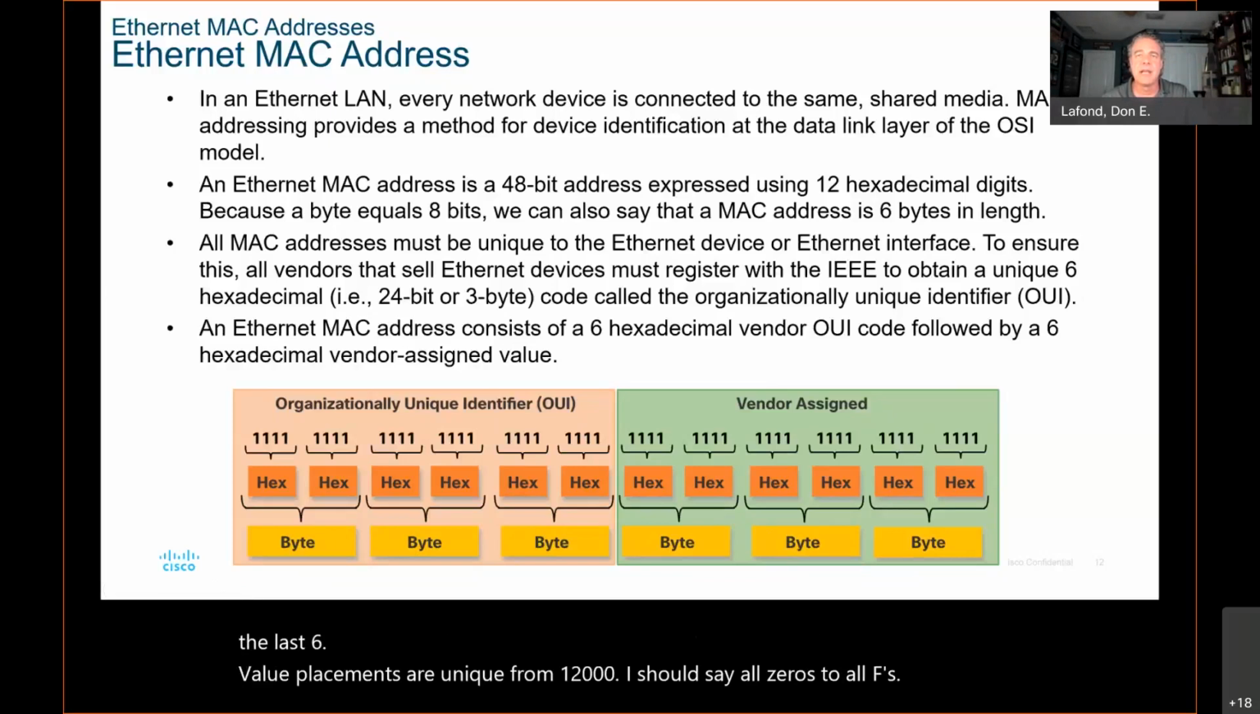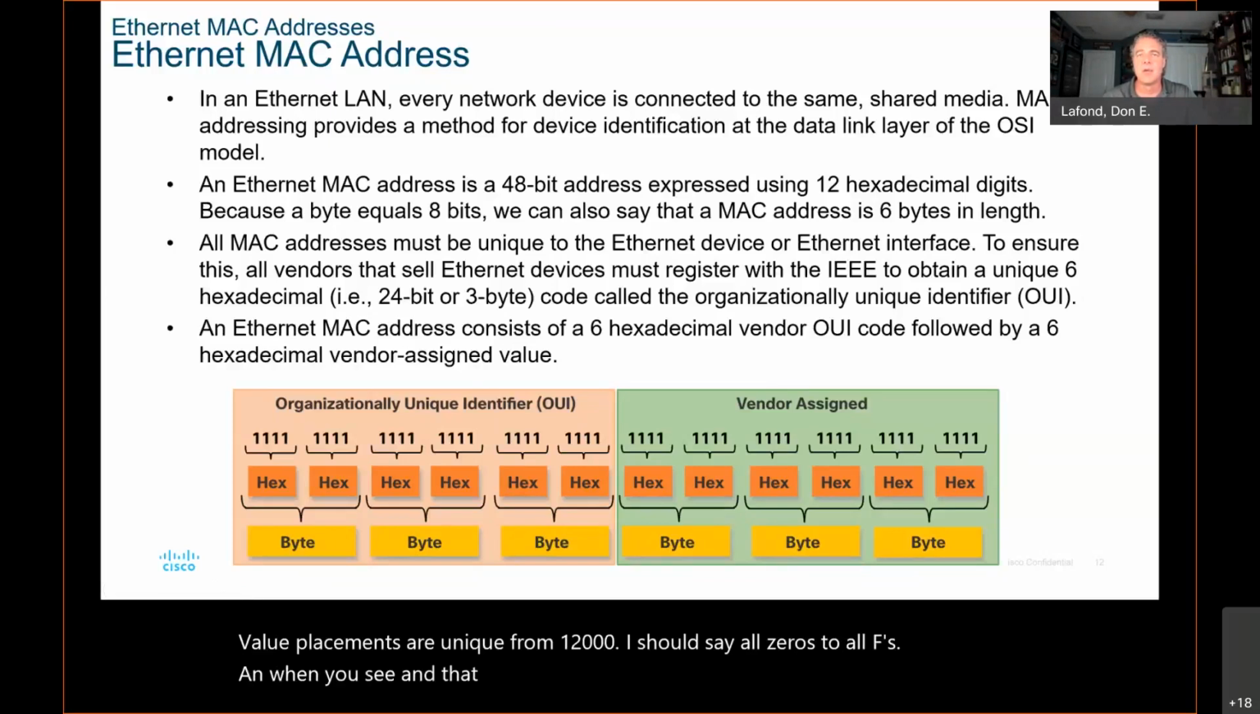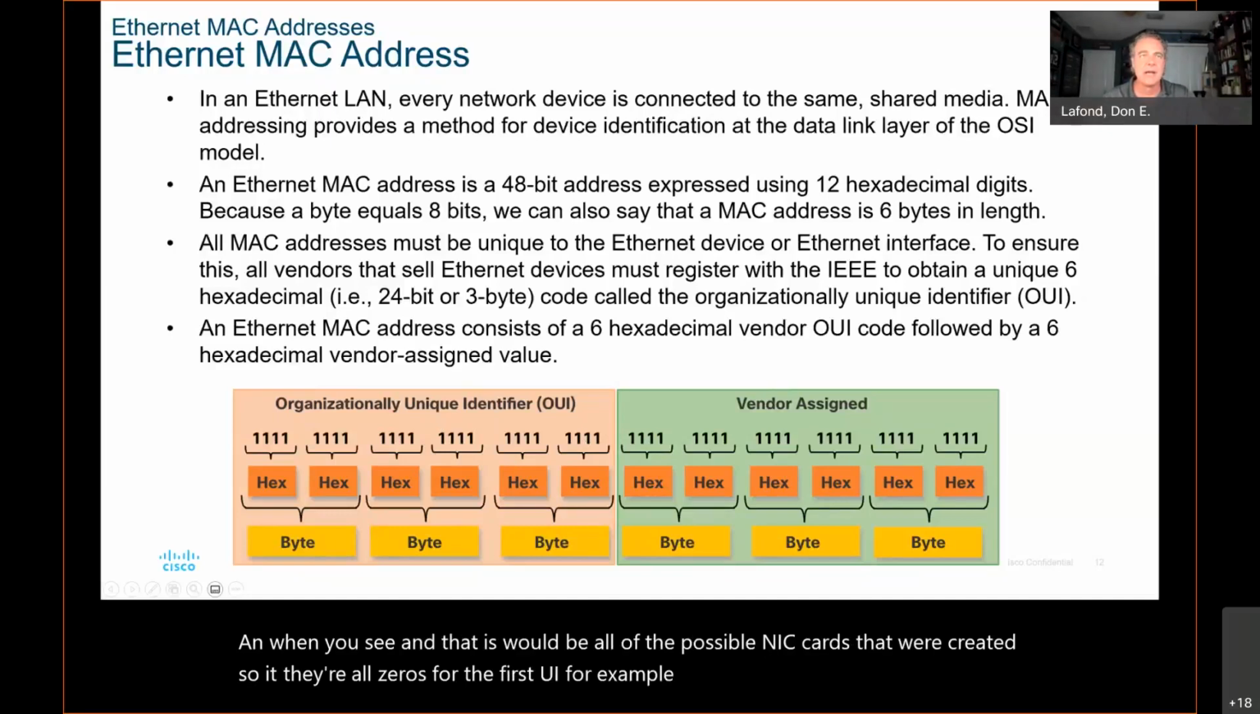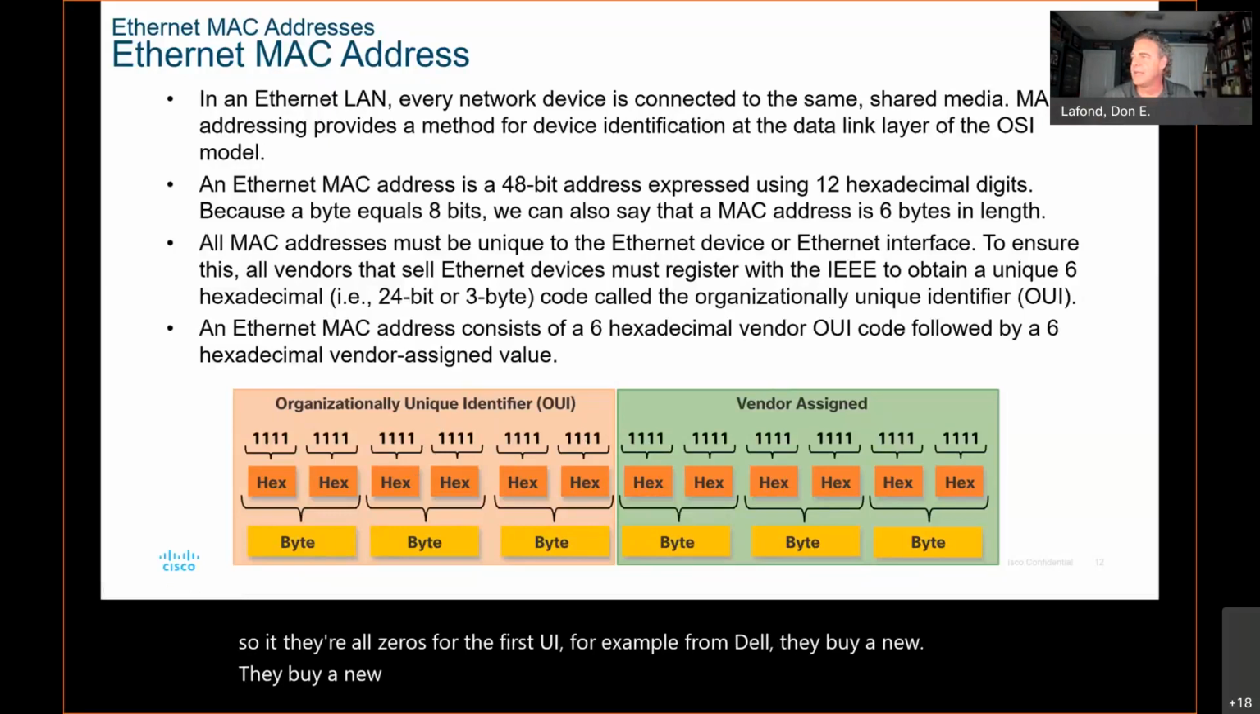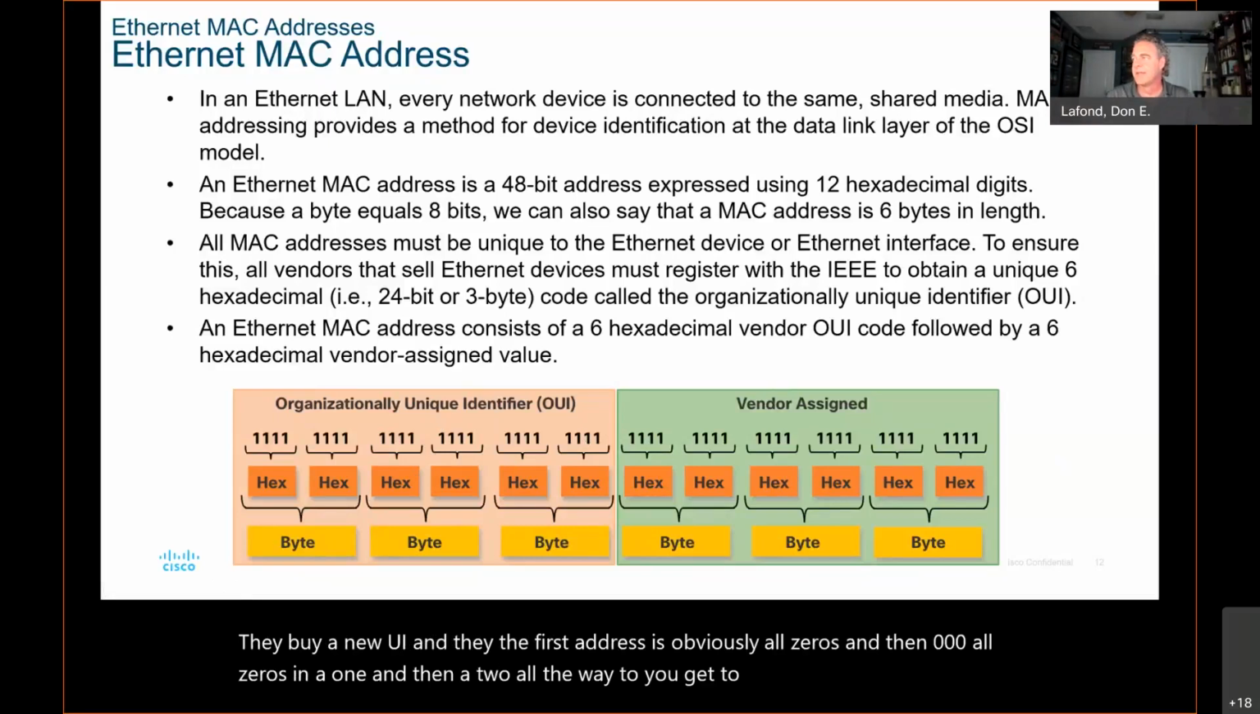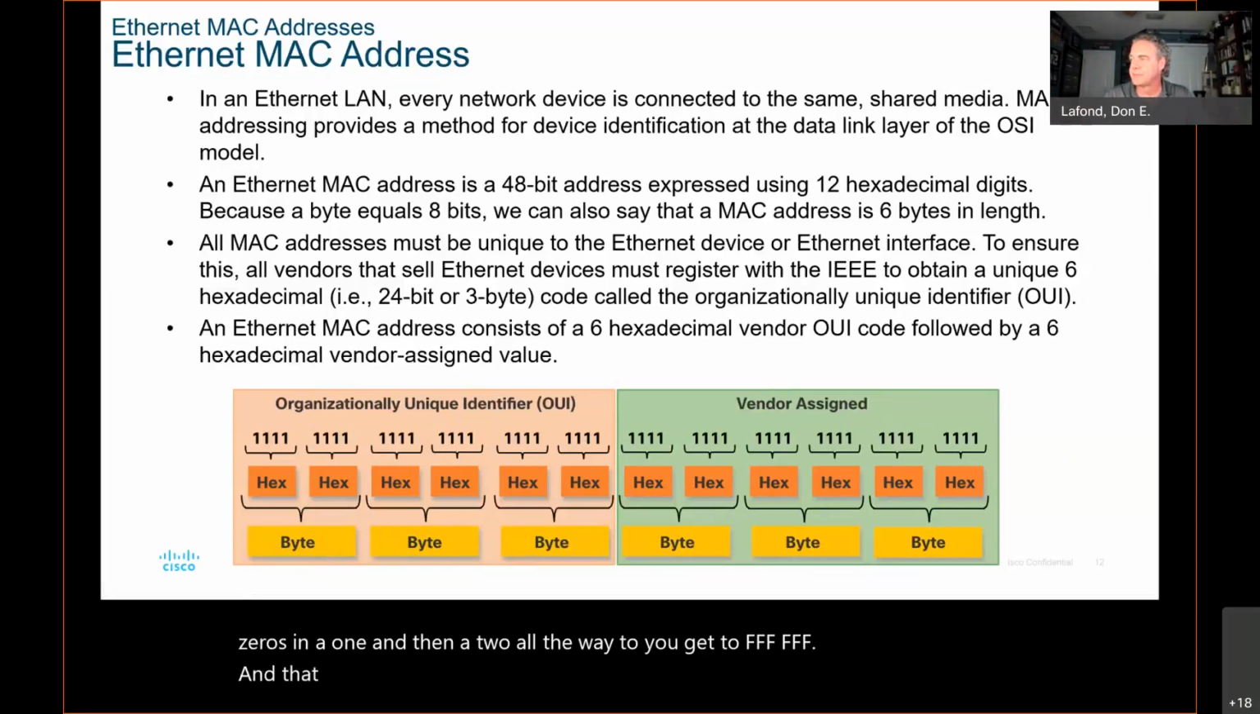And that would be all of the possible NIC cards that were created. So they're all zeros. The first OUI, for example, from Dell: they buy a new OUI, and the first address is obviously all zeros, then 0000, and then a 1, and then a 2, all the way till you get to FFFFFF. And that is how MAC addresses are created.